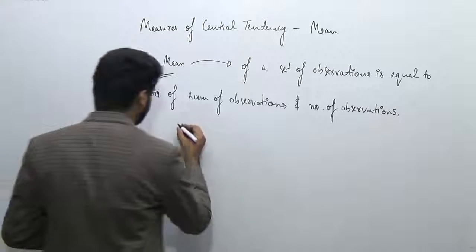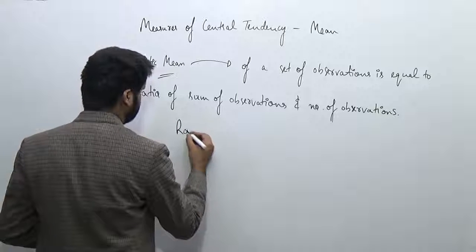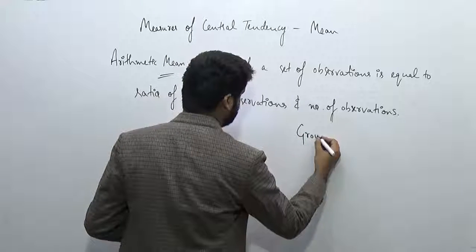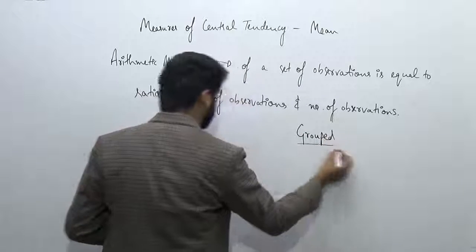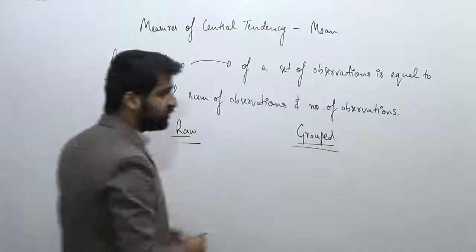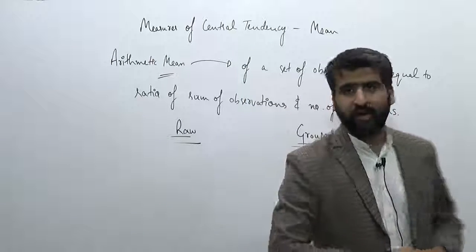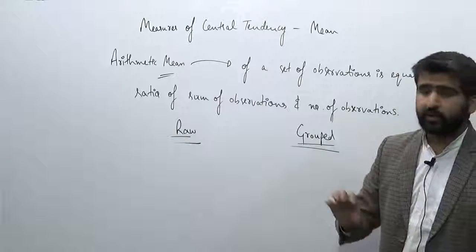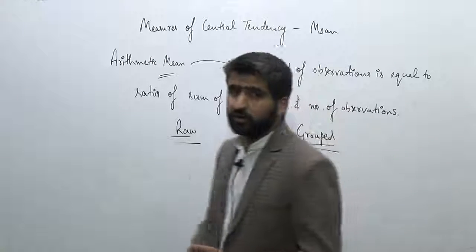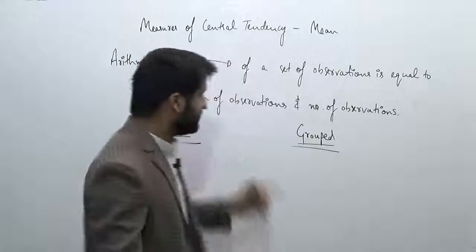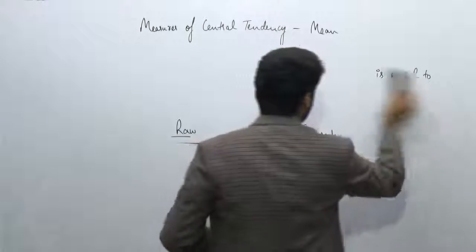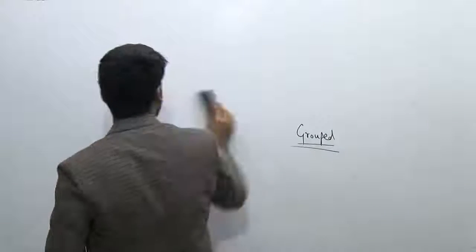Now we've already discussed that there are 2 types of data when it comes to grouping. The first one is raw data and the second one is grouped data. Raw data is also known as ungrouped data. So when the data is not organized, it comes under raw data or ungrouped data. So let's see the procedure of finding the arithmetic mean in both cases. First of all, we will discuss the raw data.